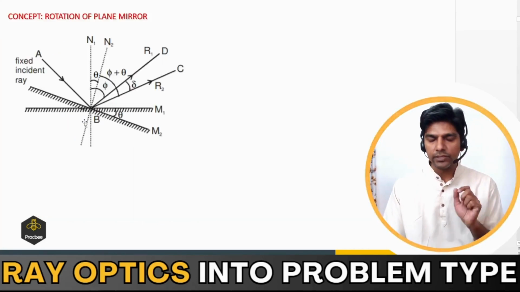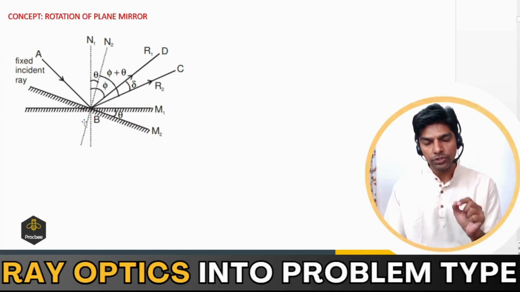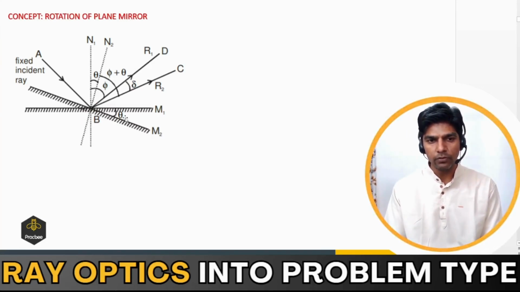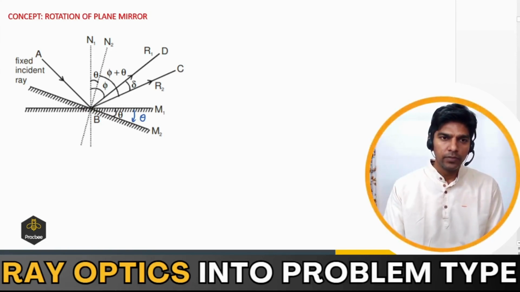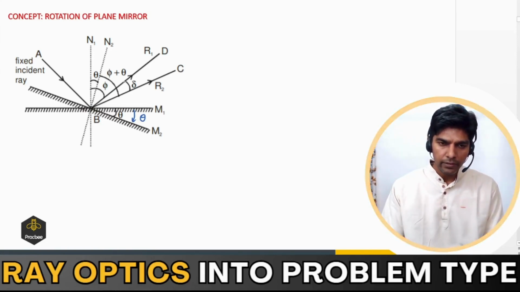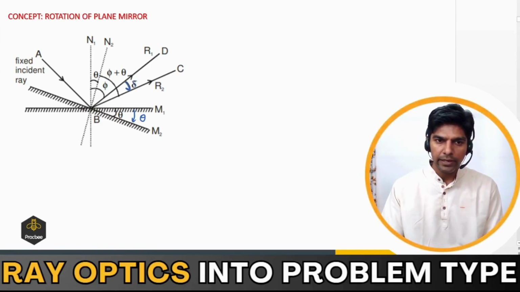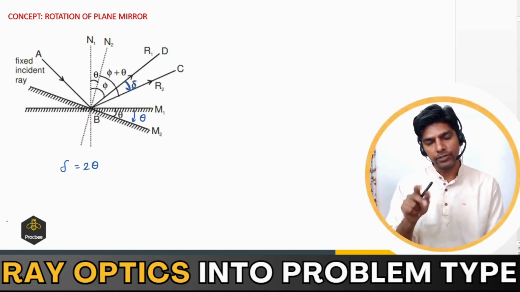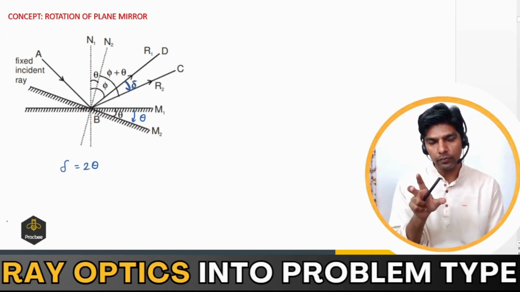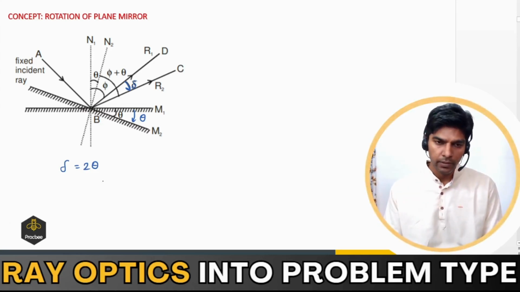Right, so let us see the next problem type, and it is based on the rotation of the mirror. If we rotate a mirror for a given incident ray, let us say we have rotated the mirror in the clockwise direction by an angle theta, the reflected ray will rotate by an angle delta, let us say. So this delta comes out to be 2 times theta. And the rotation of the reflected ray is also in the same direction. If you rotate the mirror clockwise, then the reflected ray will also rotate clockwise by twice the angle. So this you have to remember.